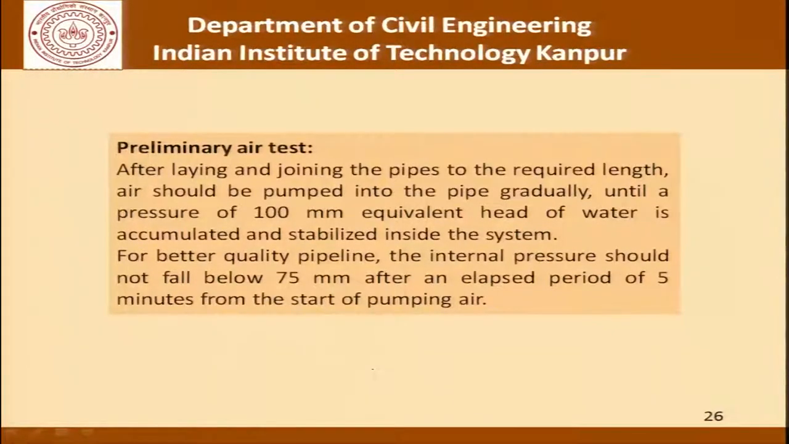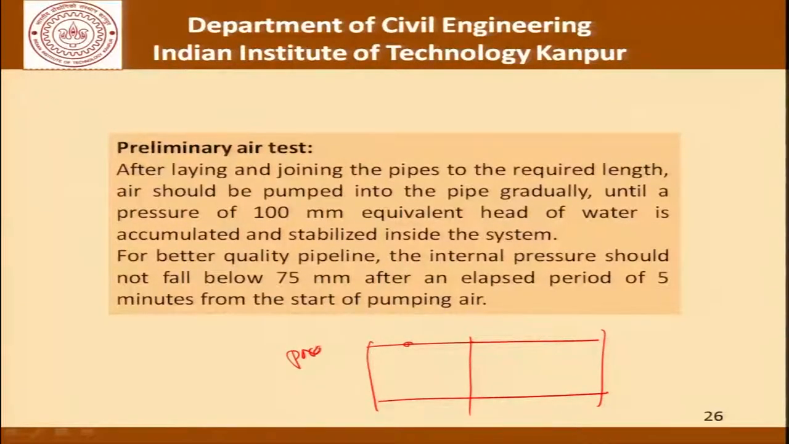After laying and joining the pipes to the required length, air should be pumped into the pipe gradually until a pressure of 100 mm equivalent head of water is accumulated and stabilized in the system. For better quality pipelines, the internal pressure should not fall below 75 millimeters after an elapsed period of 5 minutes from the start of pumping air. So, basically what is being said is that here is a pipeline which will be closed, and obviously this material, there are joints here, all this has a certain amount of porosity.